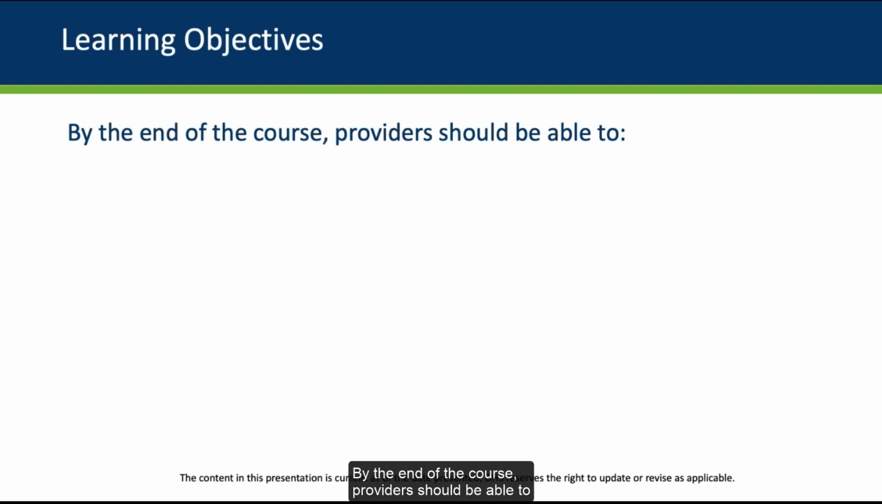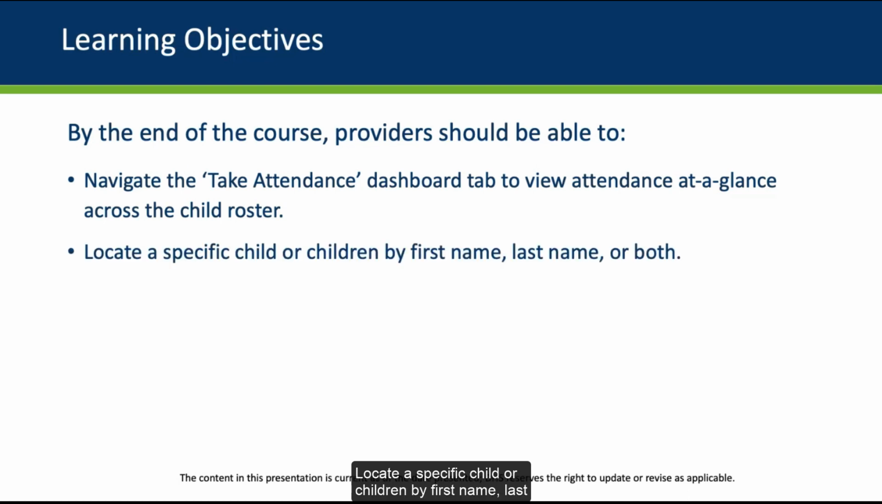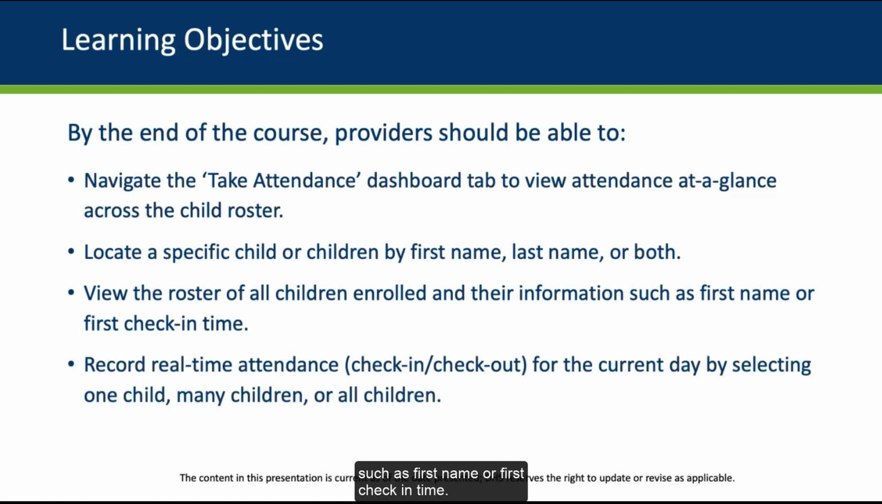By the end of the course, providers should be able to navigate to the Take Attendance Dashboard tab to view attendance at a glance across the child roster. Locate a specific child or children by first name, last name, or both. View the roster of all children enrolled and their information, such as first name or first check-in time. And record real-time attendance, check-in or check-out, for the current day by selecting one child, many children, or all children.